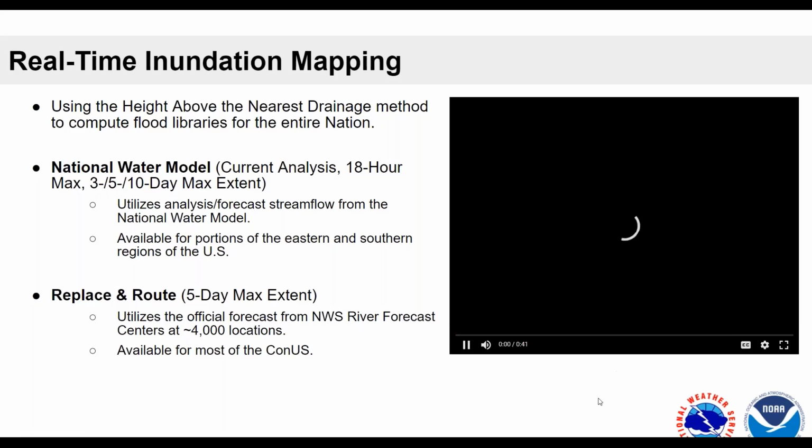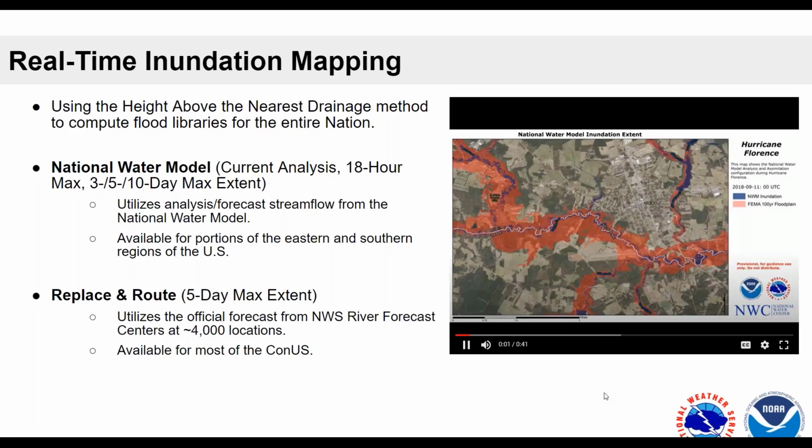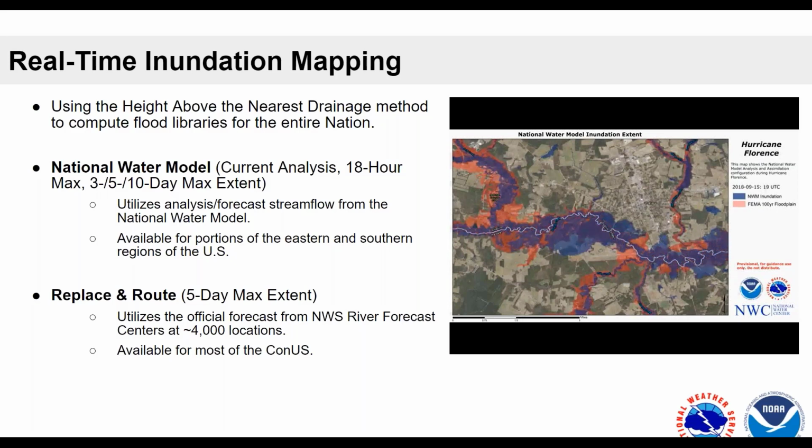And over here on the right, I have an animation of inundation extent produced by the National Water Model back in 2018 during Hurricane Florence. And so what you're seeing is the red shaded areas. That's the FEMA 100-year floodplain. And as the animation moves through time, you'll see the blue polygons expand. That's the National Water Model inundation extent. Then you'll see as we continue through the event, it begins to recede.